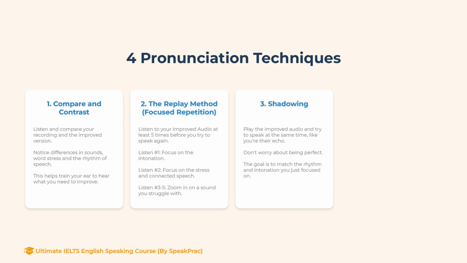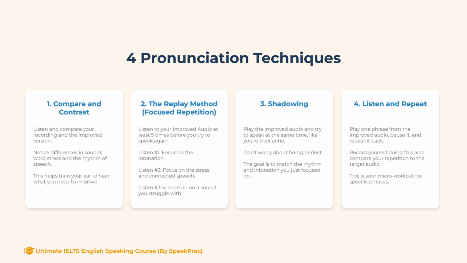Now that your brain knows the target, it's time to shadow. This is powerful, and there's a number of academic research that backs up the effectiveness of the shadowing technique. What you do is this: play the improved audio and try to speak at the same time, like you're their echo. Don't worry about being perfect.